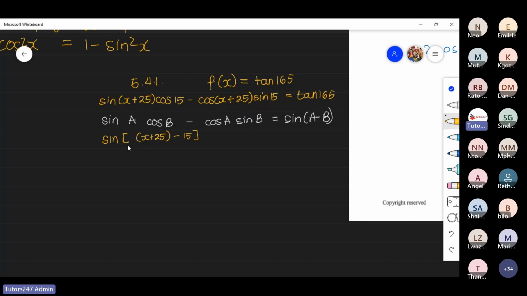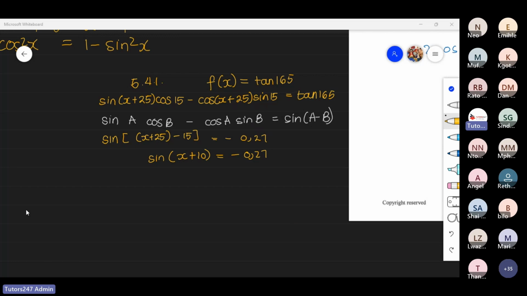Now that tan 165, you can put that into your calculator and you should obtain negative 0.27. Okay, so put tan of 165 into your calculator and you will get negative 0.27. Now, from there, all we now need to do is simplify what's in the bracket. So if we were to simplify what's in the bracket, we would end up with x plus 10 equals negative 0.27. Now from here, this is where the general solution part starts.